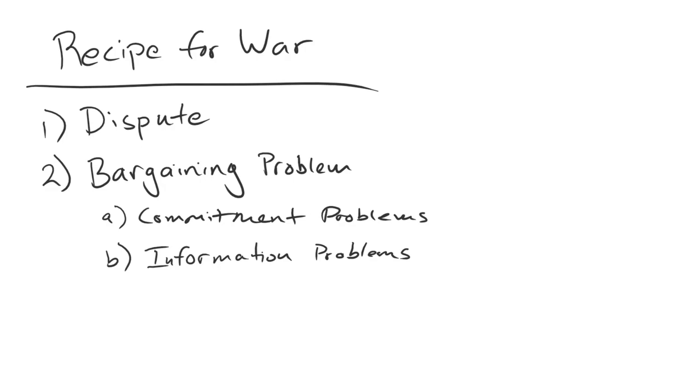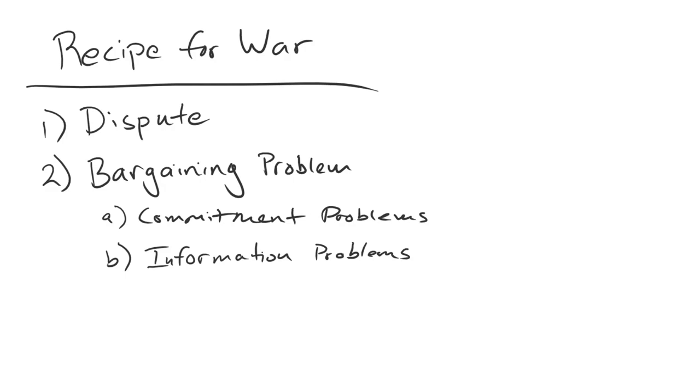We're going to divide the remainder of this course into two parts. The first is going to focus on commitment problems. In these cases, the countries know the settlements that are mutually preferable to fighting. The problem is that they can't credibly commit to them in the long term, and so they end up in war anyway.